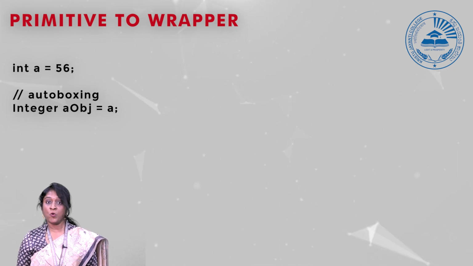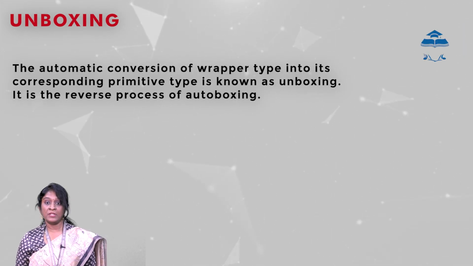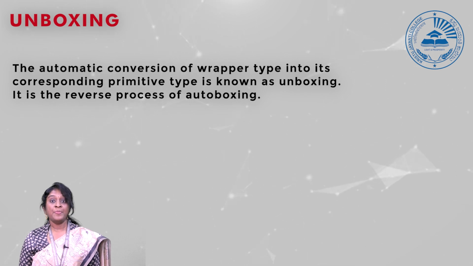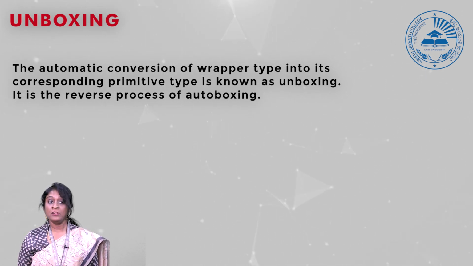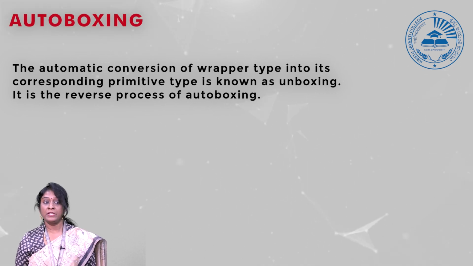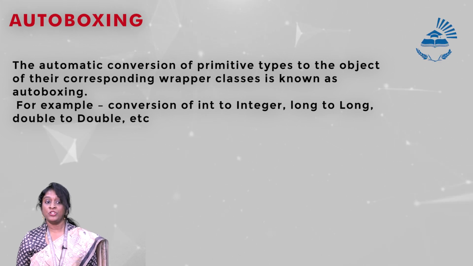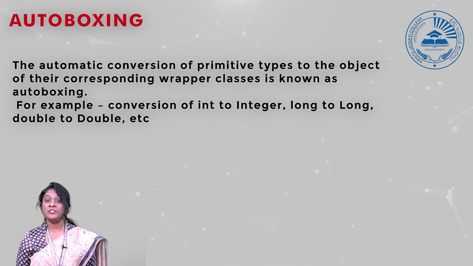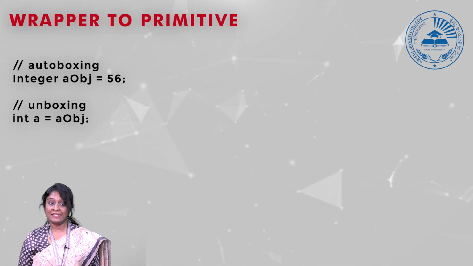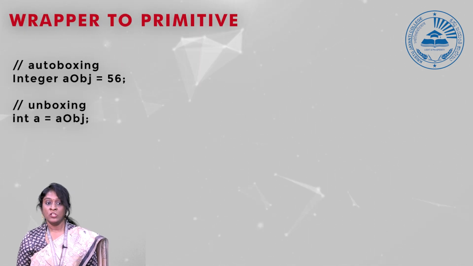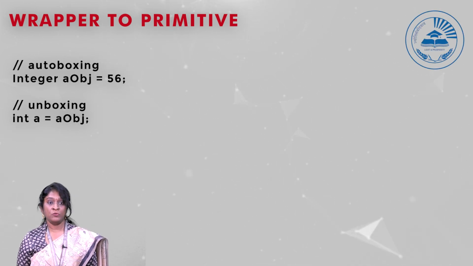Next comes unboxing. The automatic conversion of the wrapper type into its corresponding primitive type is known as unboxing, and this is the reverse process of autoboxing. This is an example to convert from the wrapper to primitive. As specified in the last slide, autoboxing is Integer a object equals 56, where Integer is the wrapper class and a object is the wrapper object, and for unboxing it is int a equals a object. This unboxes the wrapper object to the primitive data type.